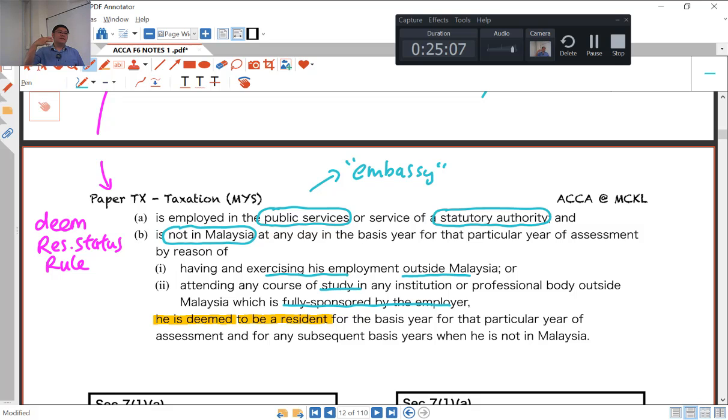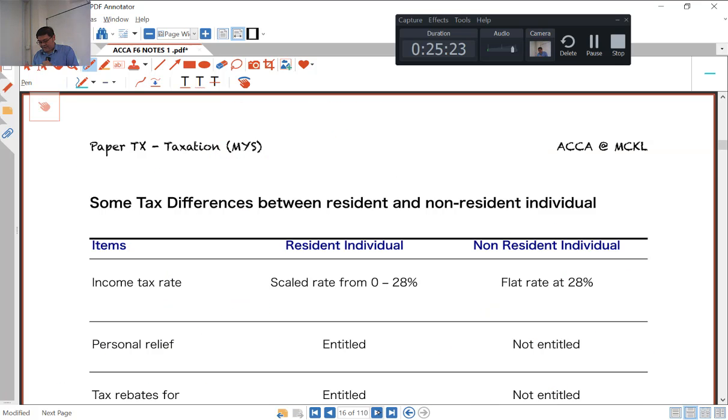That usually they don't come back because they are overseas for a very long period of time. So in that case, you find that they want this resident status so that they pay much lesser taxes. Anyway, this is not a very main thing. It's just a small part. All right, so I'm done with the resident status for individual.